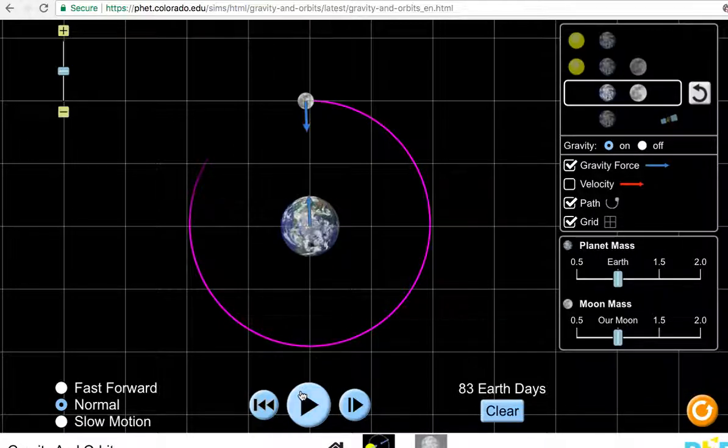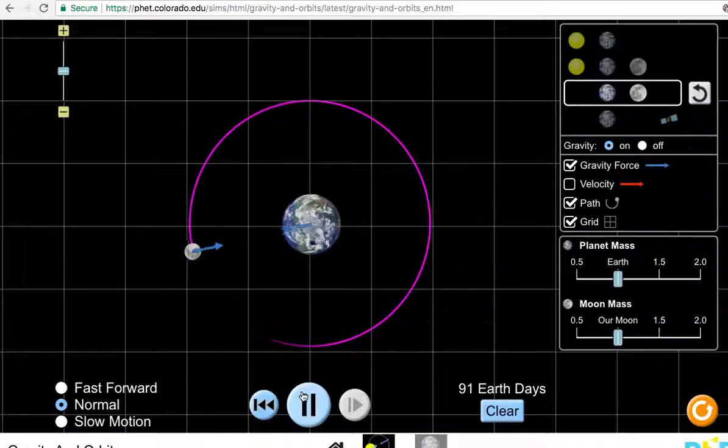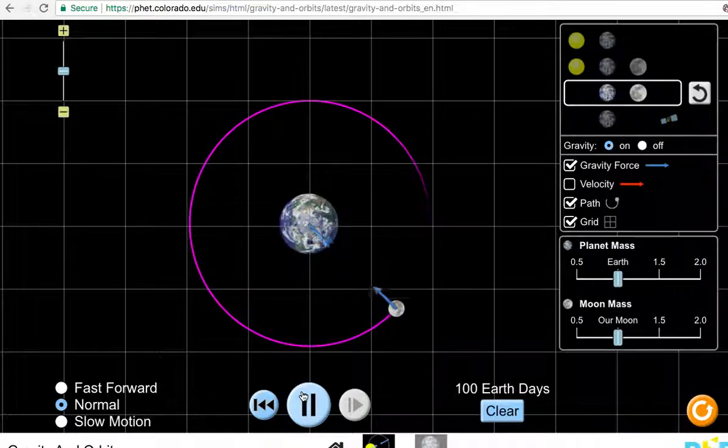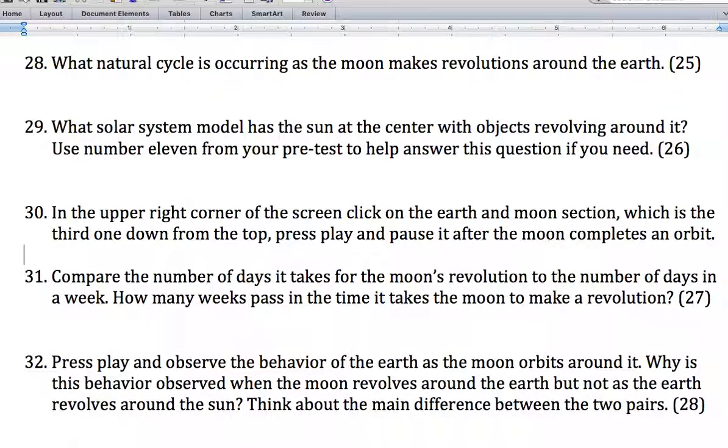That's why we can see the Earth kind of bobbling around a little bit due to the Moon's revolution and its gravitational force, causing it to accelerate. Okay, so, did I just answer that question? Yeah. So press play and observe the behavior of the Earth. Like I was saying, it jiggles around a little bit.